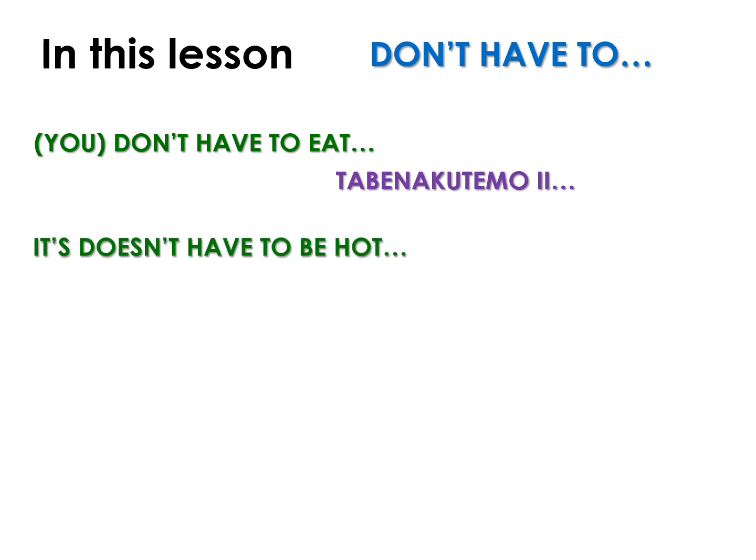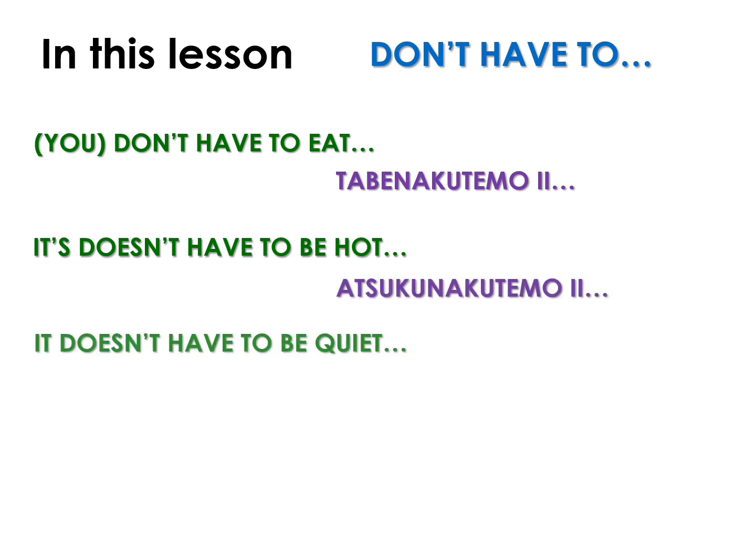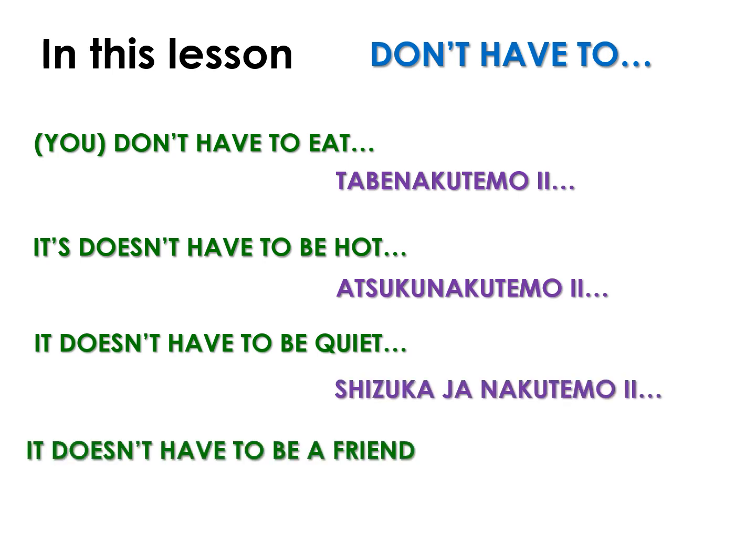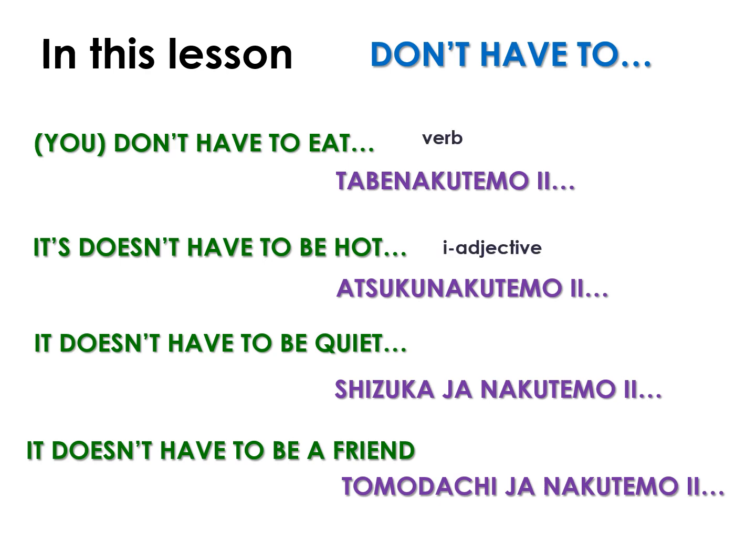We will also learn how to say things such as, it doesn't have to be hot. Atsukunakutemo ii. It doesn't have to be quiet. Shizuka ja nakutemo ii. And it doesn't have to be a friend. Tomodachi ja nakutemo ii. The first example is a verb. The second example is an i-Adjective. Third example is a na-Adjective. And the last one is a noun.